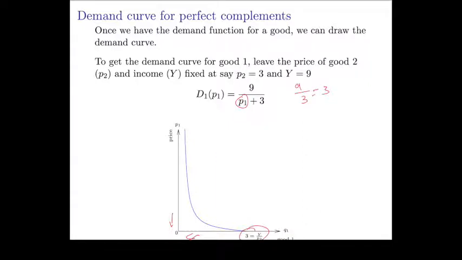That's because, even if good 1 was right shoes, even if right shoes were free, you can only afford to buy 3 left shoes, so you'd only buy 3 right shoes.